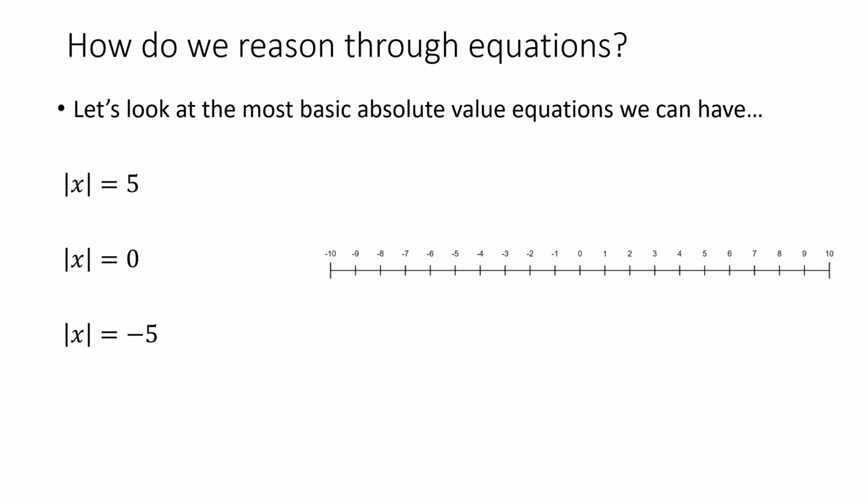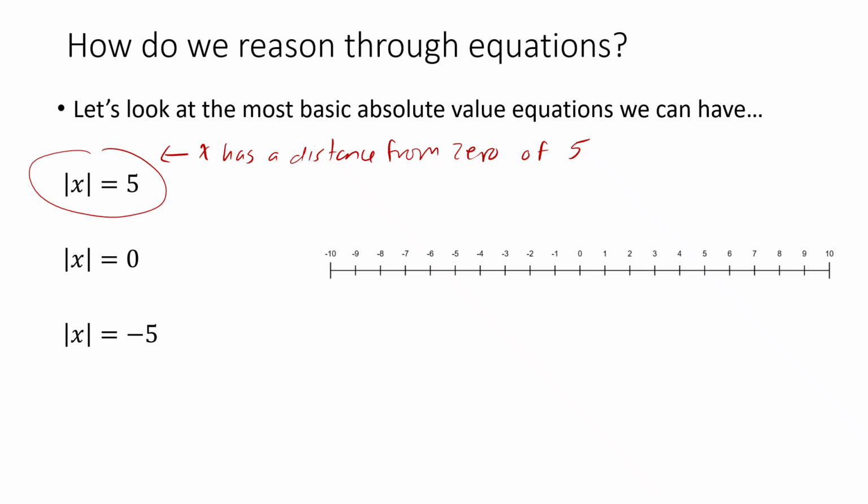So we want to translate this verbally. X has a distance from 0 of 5. You could say a distance from 0 equal to 5. In other words, you start at the 0 and you're going to walk 5 steps.